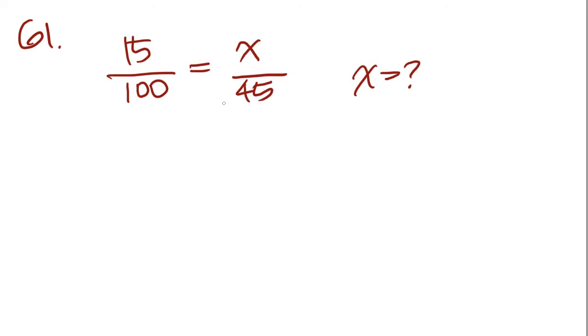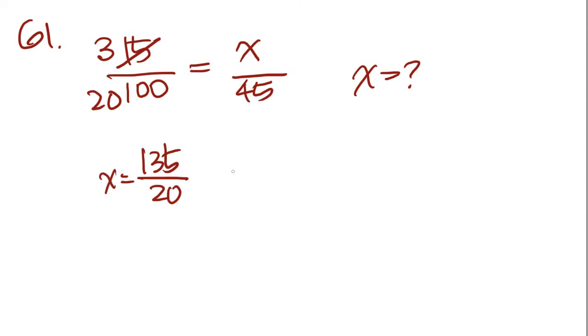First thing we want to do is actually not to cross multiply here, but we can simplify this fraction to make the number smaller and make our calculations easier and less prone to error. So if we divide both the numerator and the denominator by 5, we get 3 up here and 20 down here. And then let's just cross multiply. So 3 times 45 is 135 over 20. So we know x equals that amount.